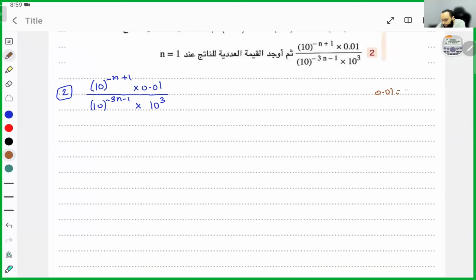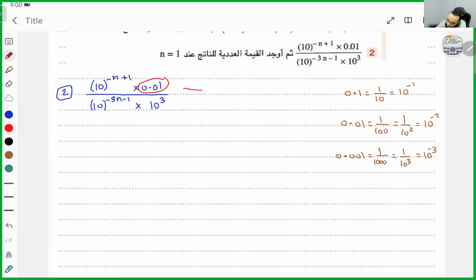0.01, beside the page here, like this, is 1 over 1/100. It's 10 power of negative 2. Look at this: if it is 0.1, it's 1 over 10, which is 10 power of negative 1. If it is 0.01, it's 1 over 100, which is 1 over 10 power of 2, which is 10 power of negative 2. If it is 0.001, it's 1 over 1000, which is 1 over 10 power of 3, which is 10 power of negative 3. You got the difference? Yes. So instead of 0.01, I write 10 power of negative 2.